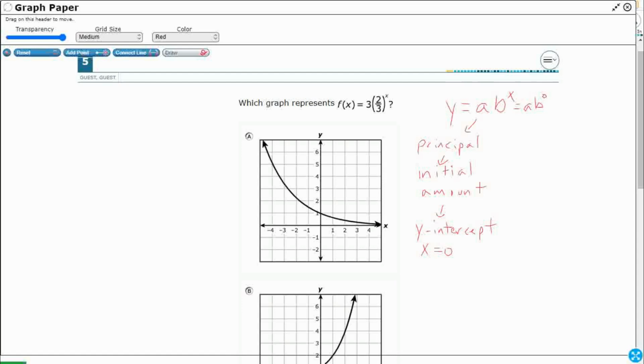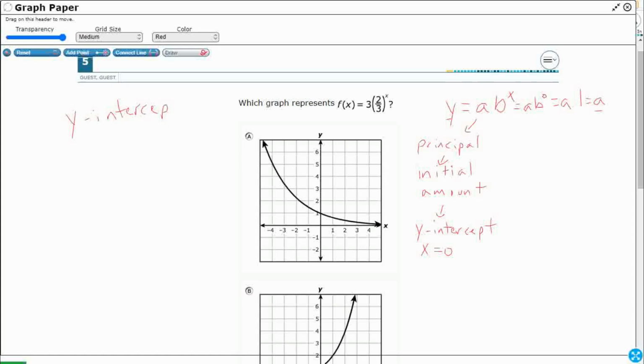Now it's a times b to the 0. Anything to the 0 is simply 1, so it's just a times 1, which means it's just a. So when x equals 0, y becomes a. So now I know that my y-intercept, that's helpful, is 3.